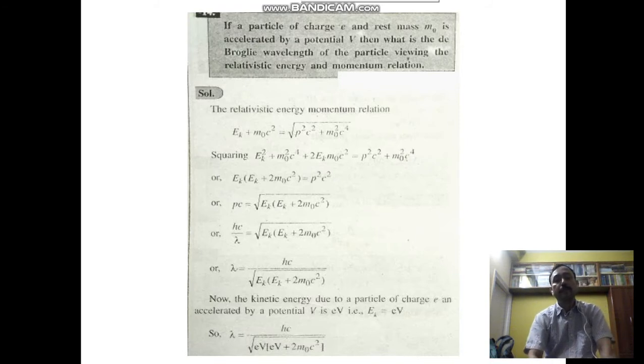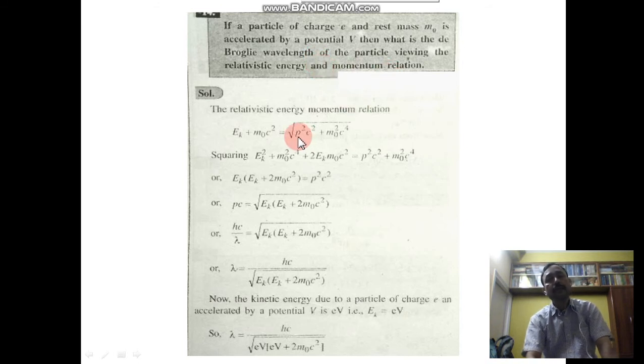This problem is similar to the previous one, just there is a change. The change is that the particle is subjected to a potential field. If a particle of charge e and rest mass m naught is accelerated by a potential V, then what is the de Broglie wavelength of the particle, using the relativistic energy and momentum relation?